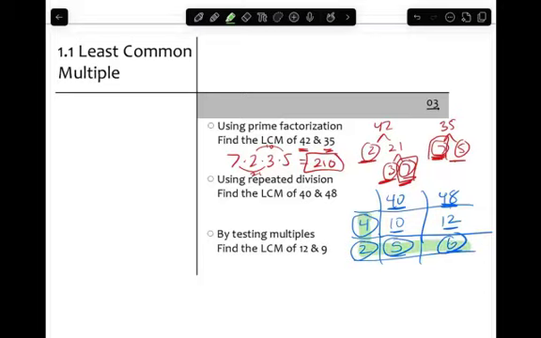So again, if we take 5 times 2 is 10, 6 times 4 is 24, 24 times 10 gives us 240 as our least common multiple.